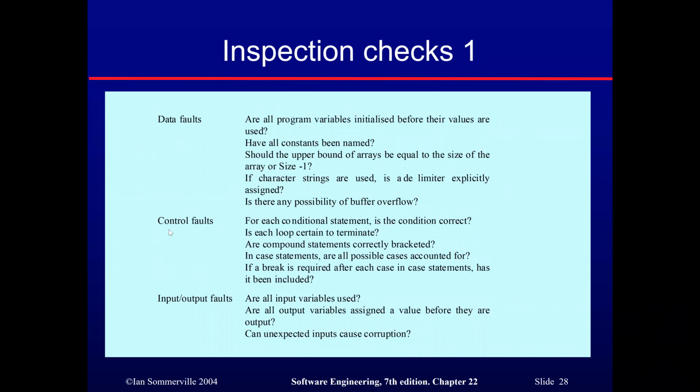Let's look at the typical control faults. For each conditional statement, is the condition correct? Is each loop certain to terminate? Or otherwise, some program crash may occur. Are compound statements correctly bracketed? In case statements, are all possible cases accounted for? If a break is required after each case in case statements, has it been included?